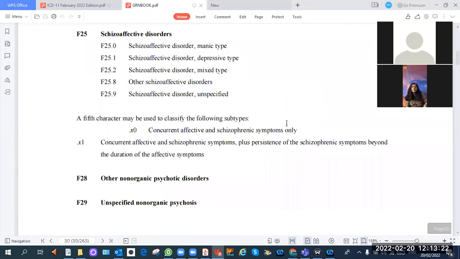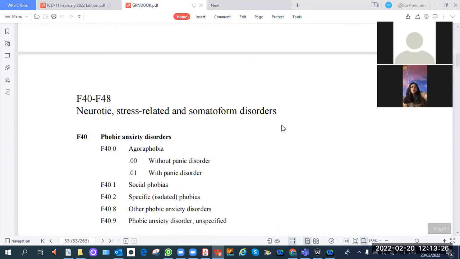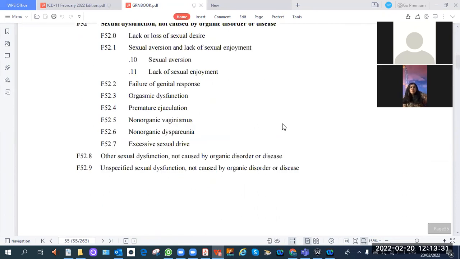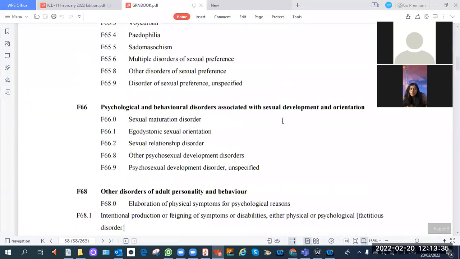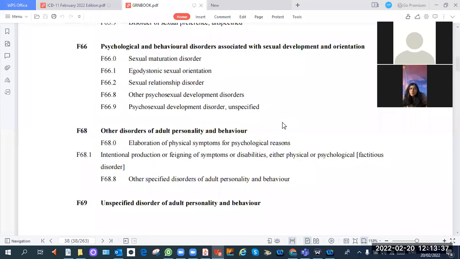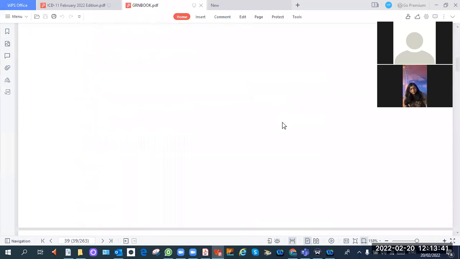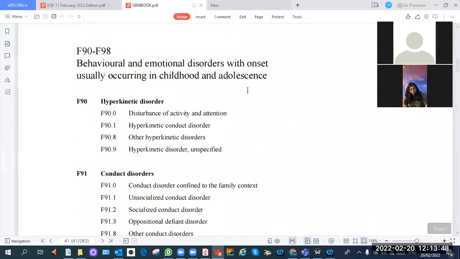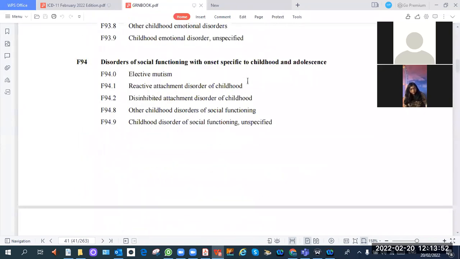So this is how ICD-10 looks. F40 to 48, and then F45. Yeah, and we're in the F50s, 60s. So behavioral and personality disorders, paraphilias. F70 to 79 is mental retardation. F80 to 89 is developmental disorders. And F90 to 98 is generally childhood disorders.